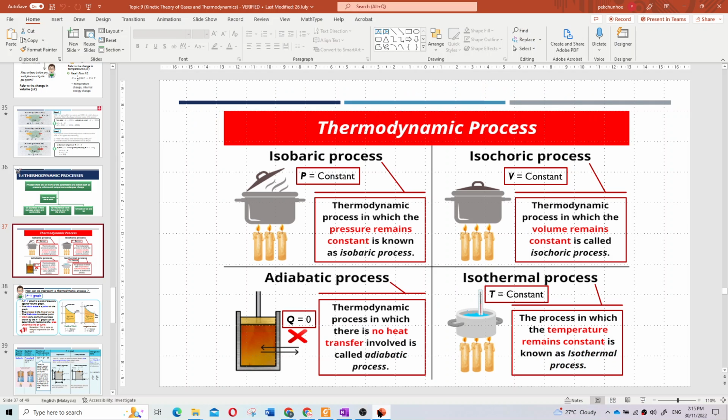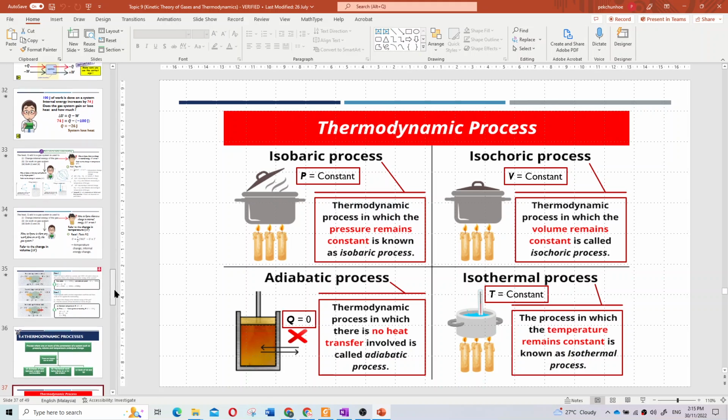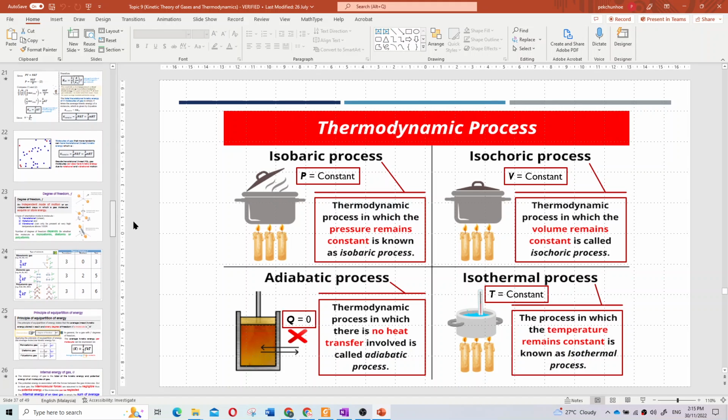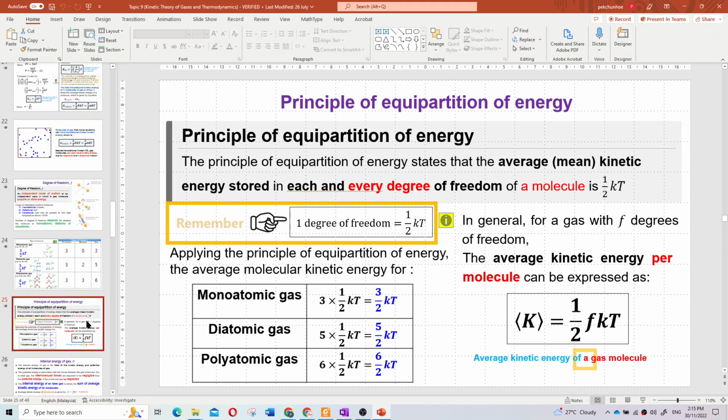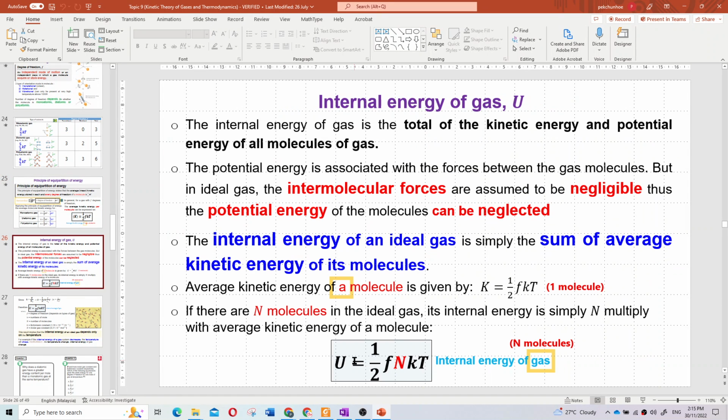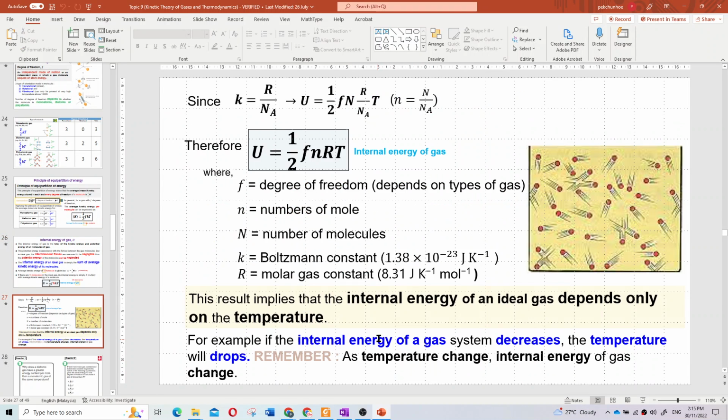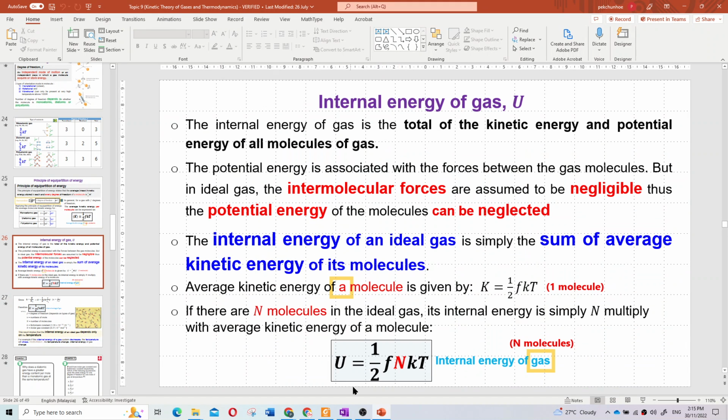Okay, now isothermal. In isothermal, temperature is constant. Let's look at our notes. Do you still remember you learned about internal energy? Internal energy of gas is the kinetic energy of gas, and it depends on the temperature. The higher the temperature, the higher the internal energy of gas. Correct or not?